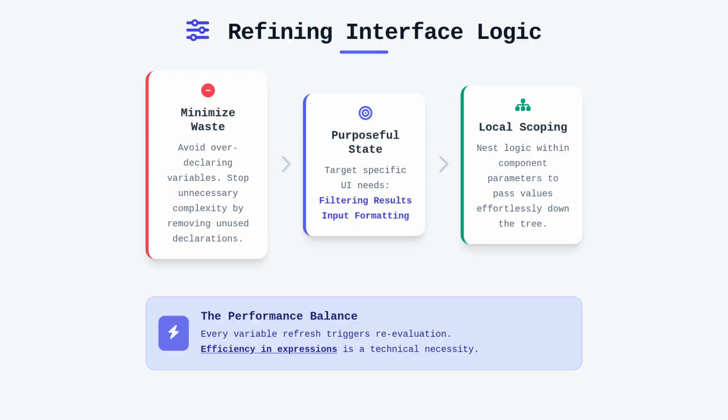Keep in mind that every time a variable refreshes, the components referencing it will reevaluate, so efficiency in your expressions is still a technical necessity. Balancing reactivity with performance is the mark of a skilled developer, and it begins with understanding these fundamental scoping rules.